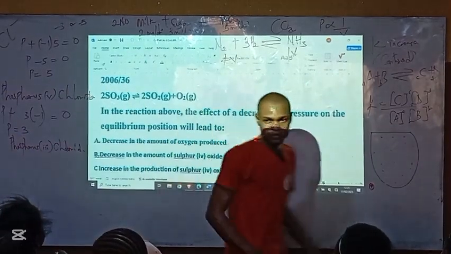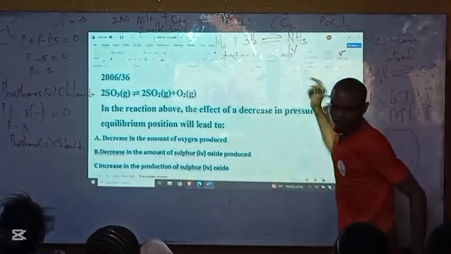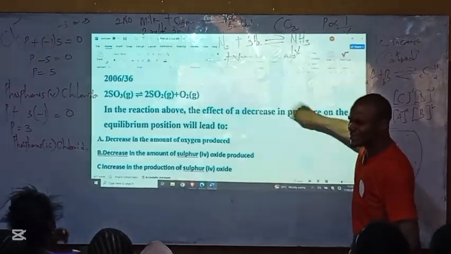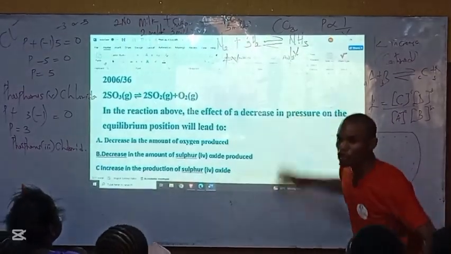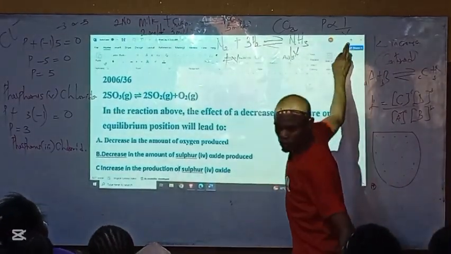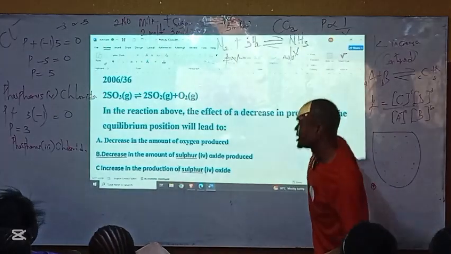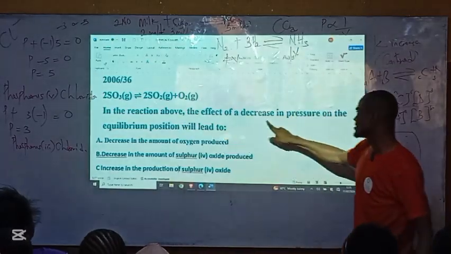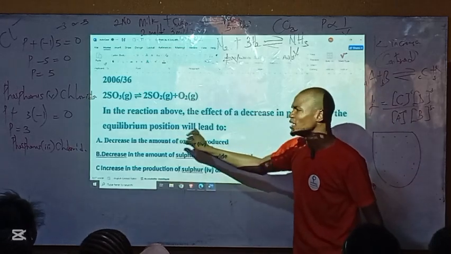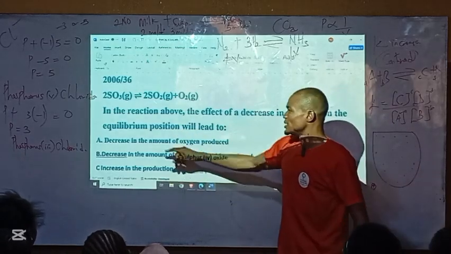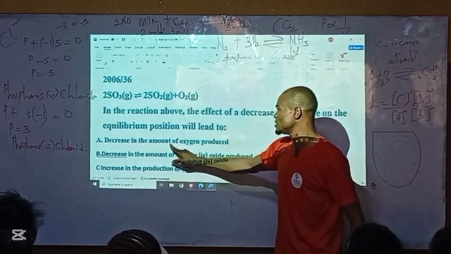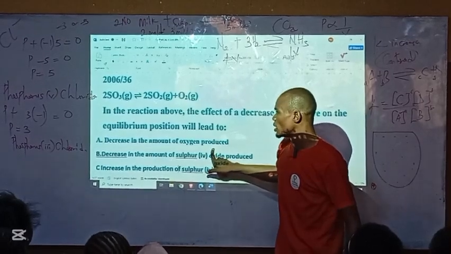I love this question. When there is a decrease in pressure, the reaction will go to where we have a larger volume. If this one is decreasing, volume must be increasing, right? What will be the effect of a decrease in pressure on this reaction? A decrease in the amount of oxygen produced?